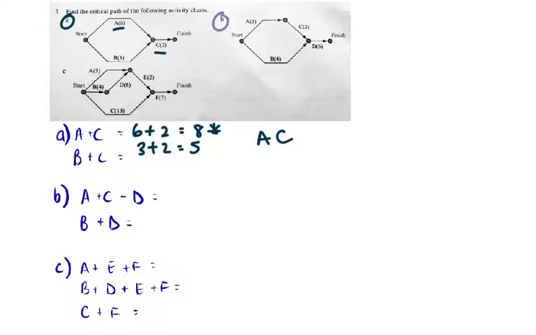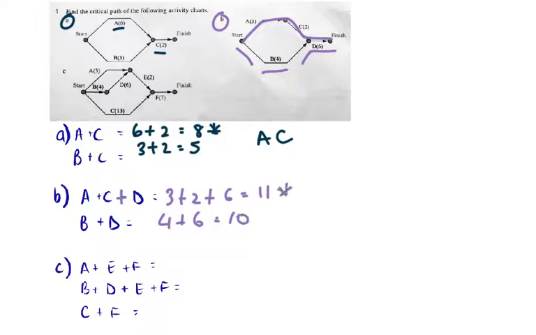Let's look at B. Again, we can go from start to A to C to D to finish, which is our first pathway, or we could go from start to B to D to finish. So there are two different options here. A plus C plus D is 3 plus 2 plus 6, which gives us 11. The second option is start to B to D, so that is 4 plus 6, which gives us 10. The longest pathway is the first one, so our critical path for part B is A, C, D.